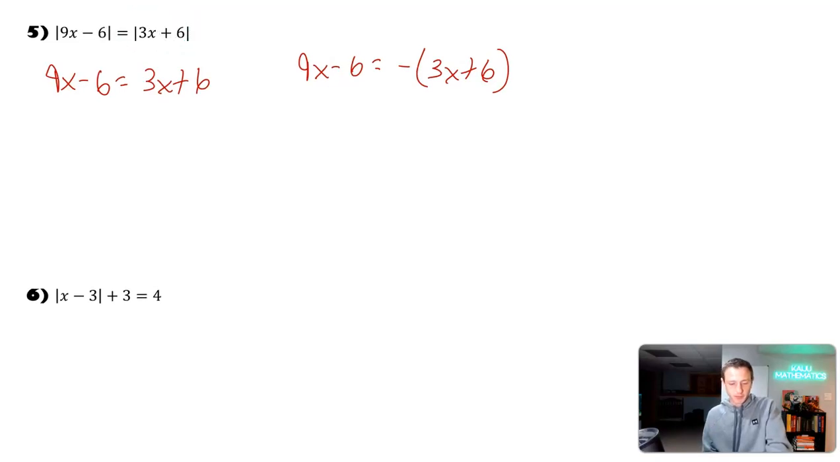The reason I put this in parentheses, like minus parentheses 3x plus 6, is so you identify that this is going to be minus 3x and minus 6. I'm taking the opposite signs on that whole entire statement. So let's go ahead and just solve both of these. I'm going to subtract 3x from both sides. 9x minus 3x is 6x, minus 6 equal to 6.